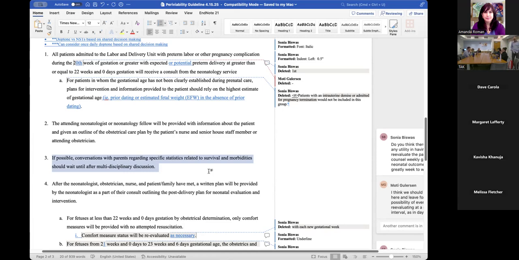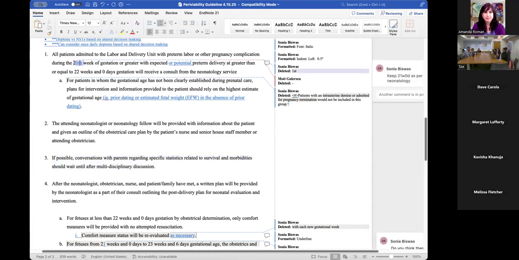So I think having a multidisciplinary conversation before discussing these things with the parents would be ideal, if at all possible. Obviously, if things are progressing quickly, then you've got to do what you've got to do. And then one other thing that I've noticed.